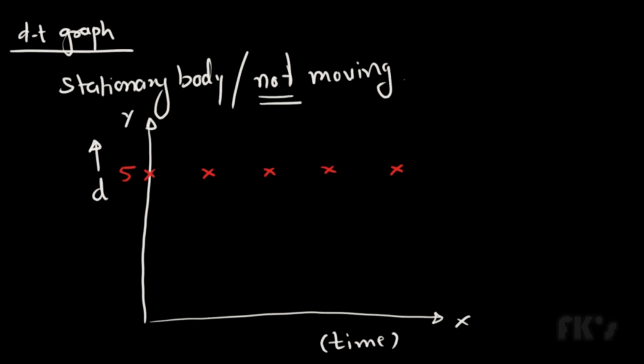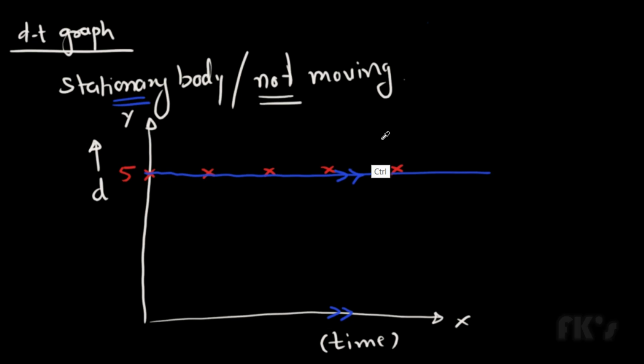The DT graph for a stationary body will look something like a straight line, and that happens to be parallel to my time axis. So a stationary body in a graph looks something like this, a straight line parallel to the x-axis. That's what we have about the stationary bodies.